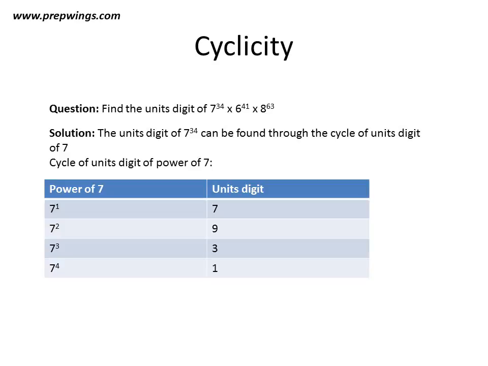So the cycle of units digits of powers of 7 is shown here, which is 7, 9, 3 and 1. That would mean that 7 raised to power 32 will have a units digit of 1. 7 raised to power 33 will have a units digit of 7, and then 7 raised to power 34 will thus have a units digit of 9. So the units digit of 7 raised to power 34 is 9.